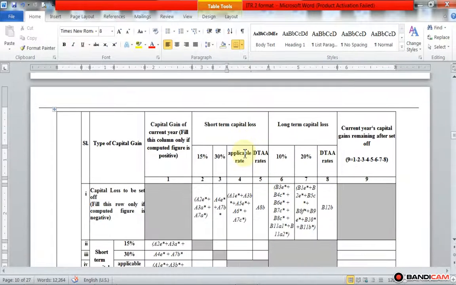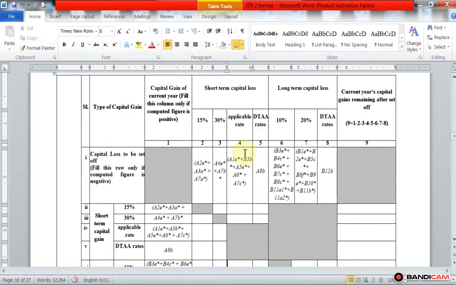Then here, type of capital gain of current year. Fill this column only if the computed figure is positive. It means if the computed figure is positive, then the second column is filled. If negative, then it is not necessary to fill the negative value here. Then short term capital loss, long term capital loss, and current year's capital gain remaining after set off. It means here we have to set off the capital loss against capital gain. For this purpose we have to fill this column.